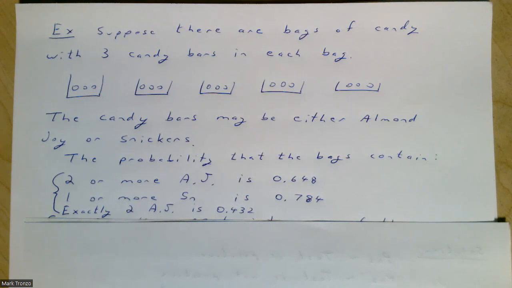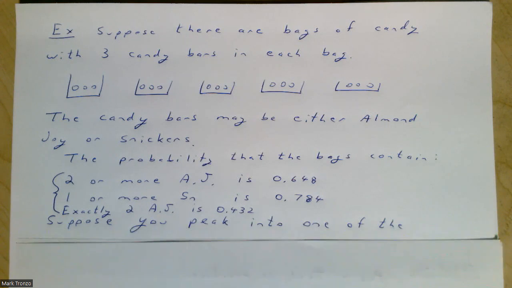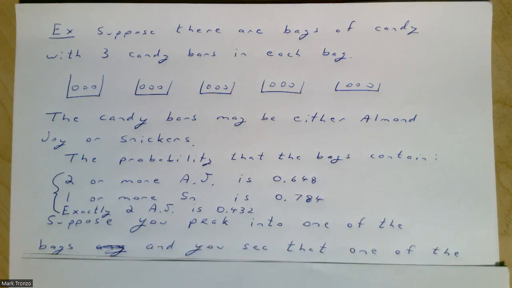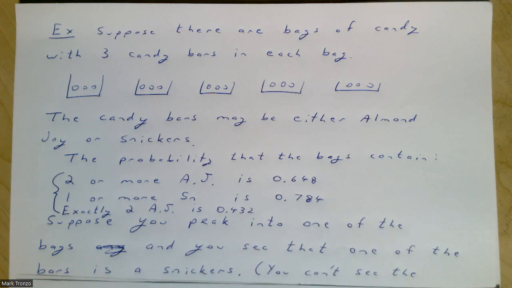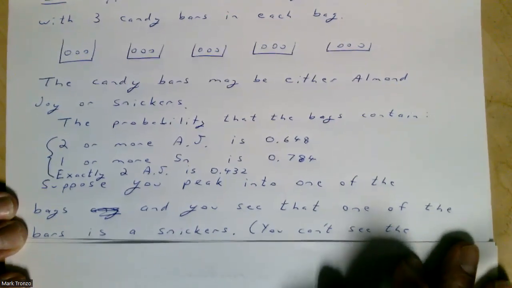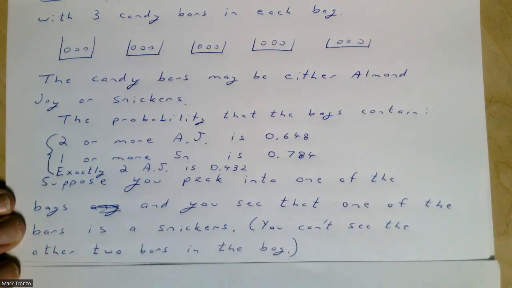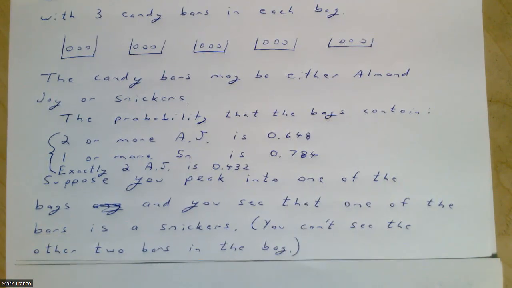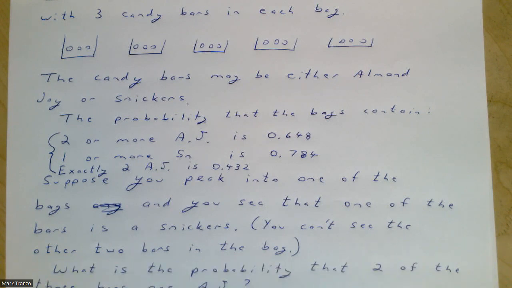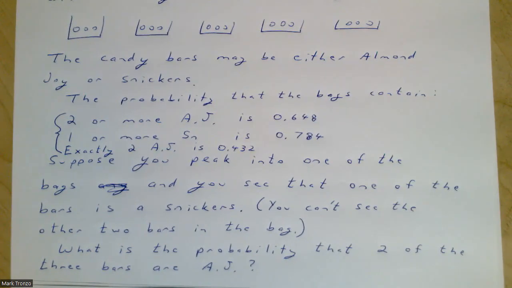And suppose we peek into one of the bags and we see that one of the bars is a Snickers. So we look in the bag and we see one of the bars is a Snickers, but we can't see the other 2 bars in the bag. So what is the probability that 2 of the 3 bars in the bag are Almond Joys?